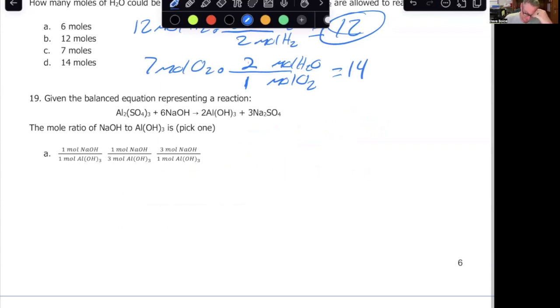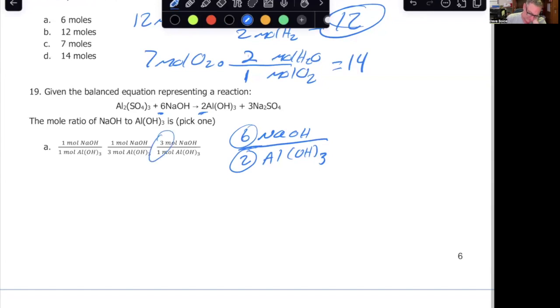Okay, mole ratio of NaOH to aluminum hydroxide. So I've got NaOH to aluminum hydroxide. According to my balanced equation, NaOH is going to be a 6, and aluminum hydroxide is going to be a 2, but none of these are 6 and 2, but I can reduce it to 3-to-1. So there's your answer.